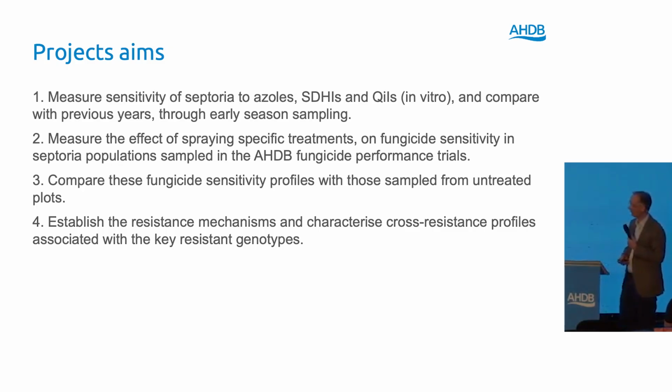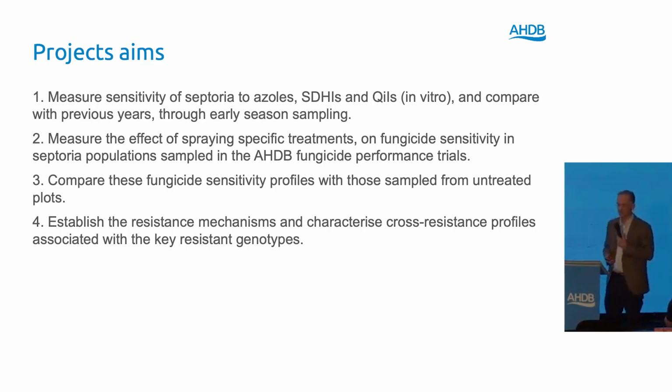Just to give you a very brief overview of the aims, there are 2 things we're really measuring. We're measuring early season disease, and that's sampling at Rothamsted, that looks to effectively just get septoria samples from the field and see how sensitive they are to azoles, QIIs, and SDHIs, and then put that onto a graph and see how it's changed over time. Really important to see how things are changing over a period of time.